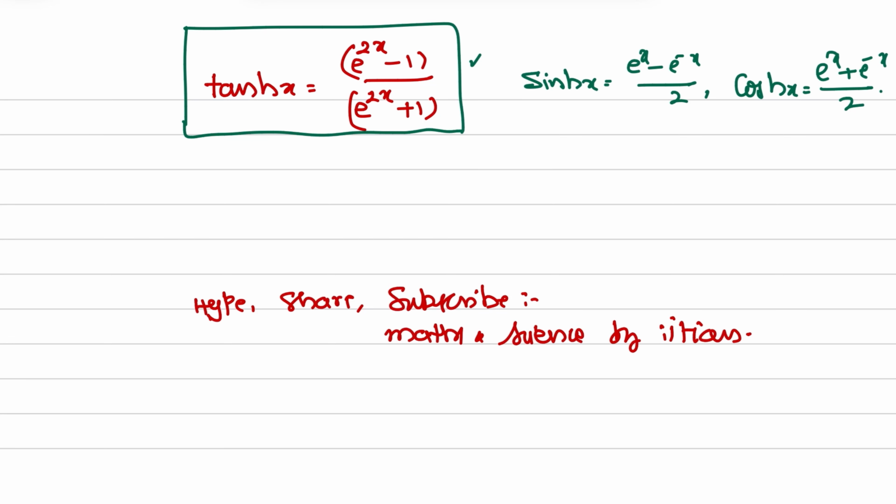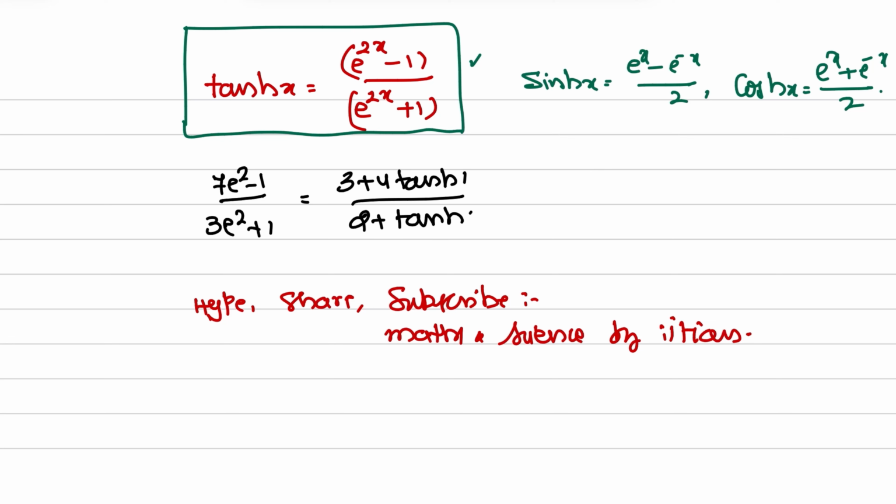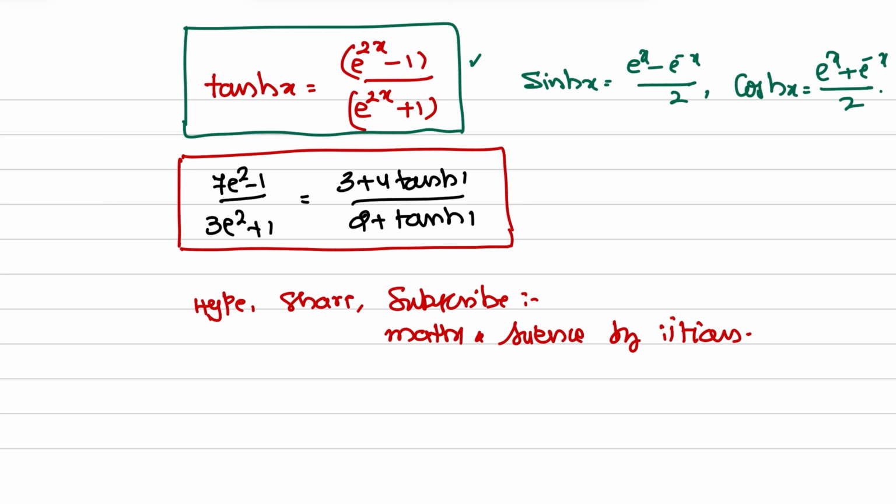Ultimately, what we have proved here is that 7e square minus 1 by 3e square plus 1 is equal to 3 plus 4 tanh 1 divided by 2 plus tanh 1, by defining the hyperbolic functions on unit hyperbolas like this.